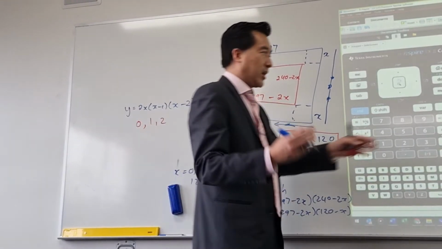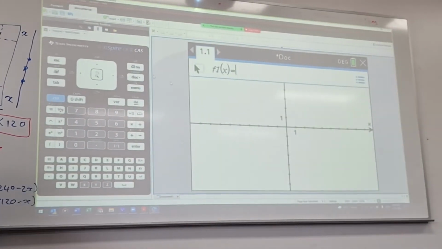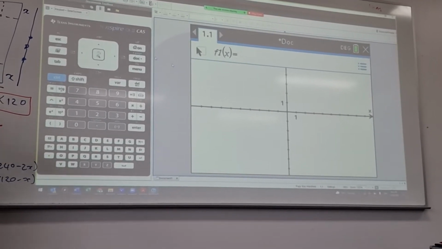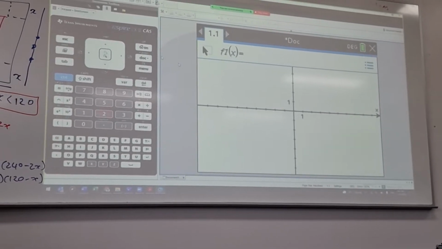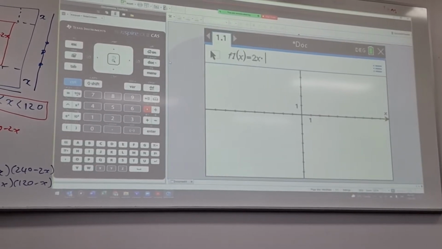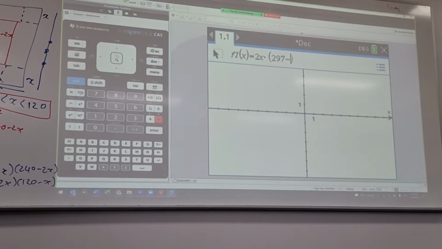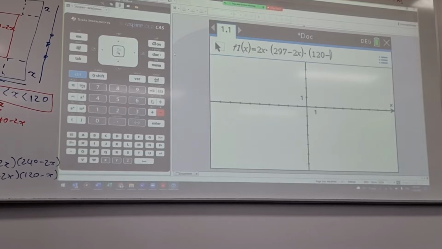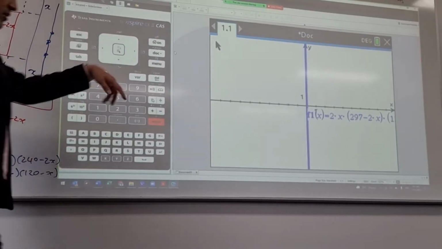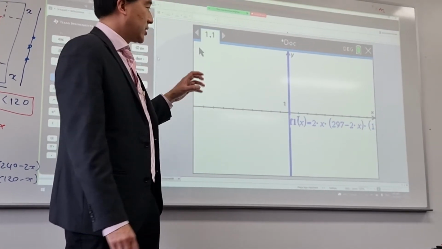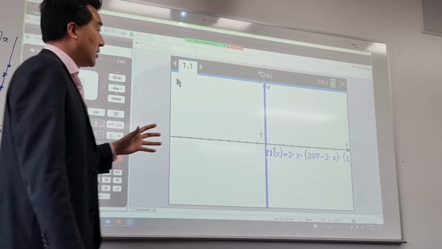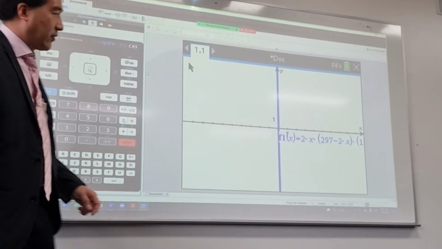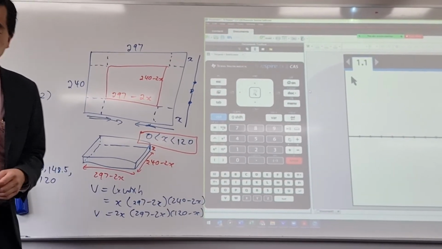So now, if we were to put these into the graphing section of the calculator, remembering that the CAS only recognizes the letter x when you're drawing a graph. So we had 2x times 297 minus 2x times 120 minus x. And what you'll see is essentially just a vertical line. The reason for that is because the graph that we've got is zoomed out so far that all you can see is really close, just the first part of the graph, and it looks like essentially a vertical line. This is where your basic concepts come into play, right?